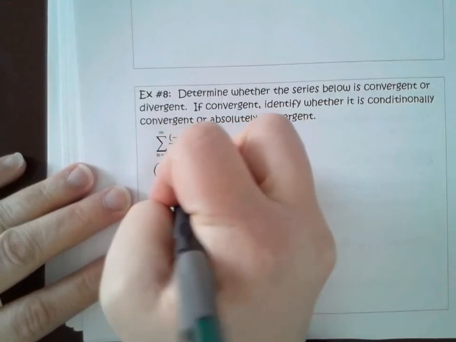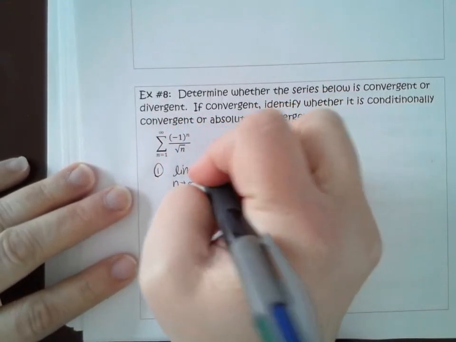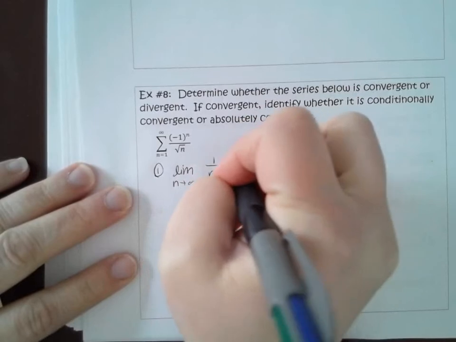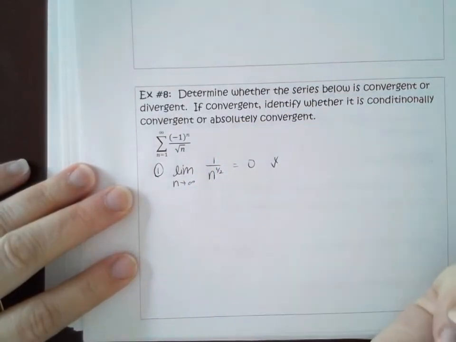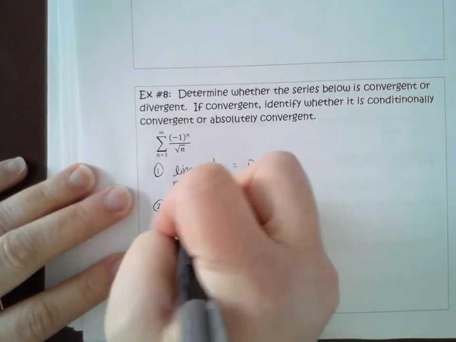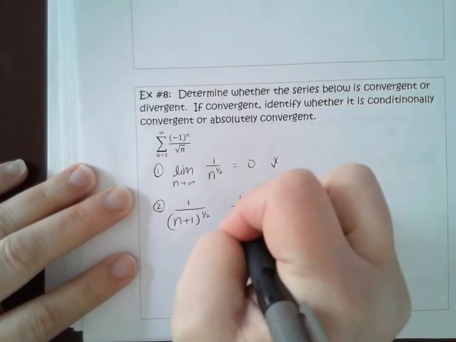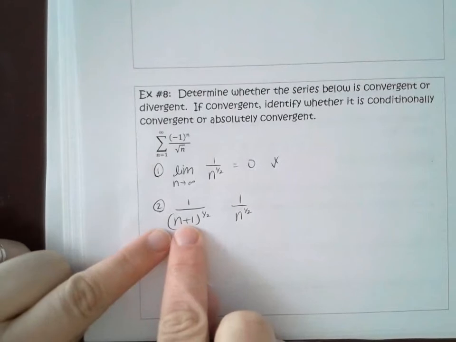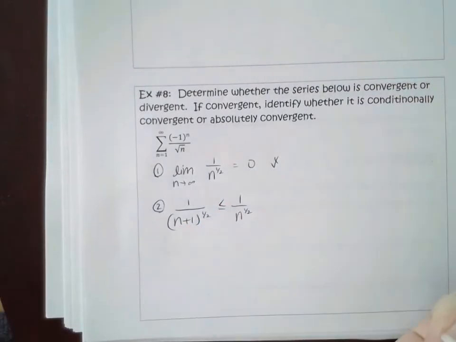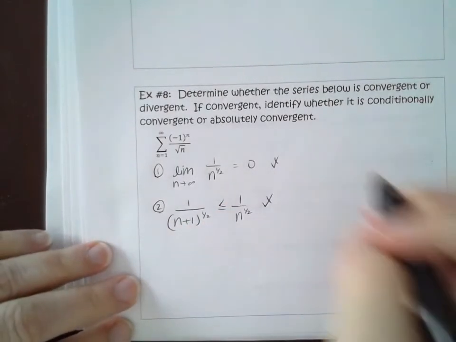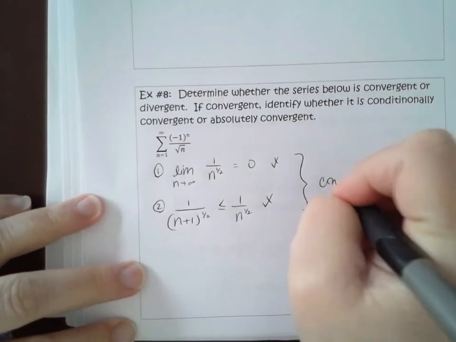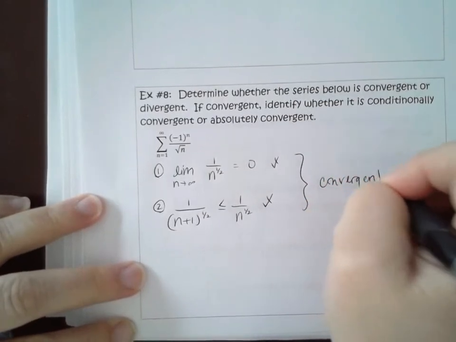First, what is the limit as n approaches infinity of 1 over the square root of n? And that's 0. Well, what happens when I plug in n plus 1? And hopefully at this point you know exactly what I'm going to say. A larger denominator means a smaller fraction. So we know that this is convergent according to the first set of criteria.